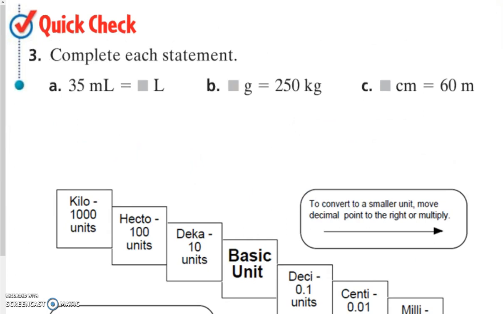So they want us to complete each statement here. First one, letter A, they want us to change 35 milliliters into liters. And the second one, they want to figure out how many grams it takes to equal 250 kilograms. And the third one says how many centimeters is the same as 60 meters. So pause the video here and then come back and check in with me and see if we get the same answers.